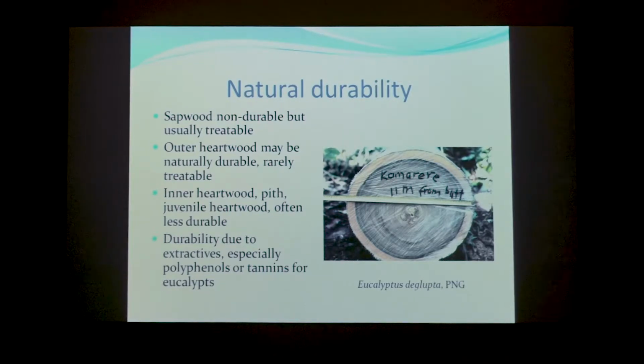And then the inner heartwood is usually the less durable part of the timber. That's because it's a combination of juvenile heartwood, which is usually not as durable as mature heartwood, and also simply tree age, where with time some of the polyphenols degrade or polymerise to become less durable. So you can see a little bit of decay already starting in that inner heartwood there.